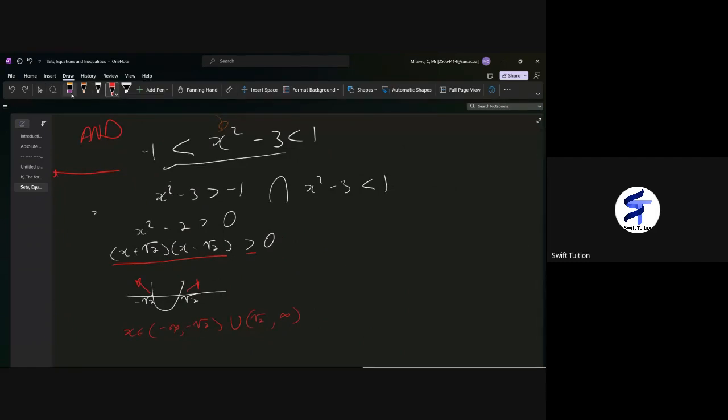So at the same time, we then have the fact that x squared minus 4 is less than 0.